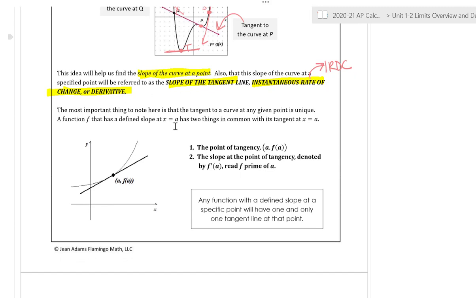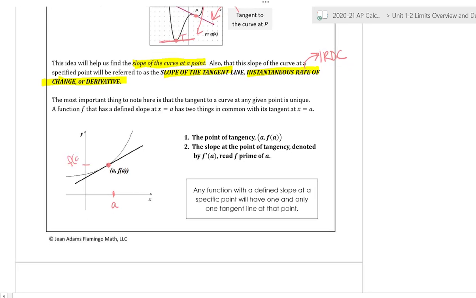The most important thing to note here is that the tangent to a curve at any point is unique. A function f that has a defined slope at x equals a has two things in common with its tangent at x equals a. Let's take that through really fast. We're given a value for an unknown, and we're calling it a. The output of this function, if we were in terms of f of x, would be what you get if you plug a into the function f, which gives you your y value.